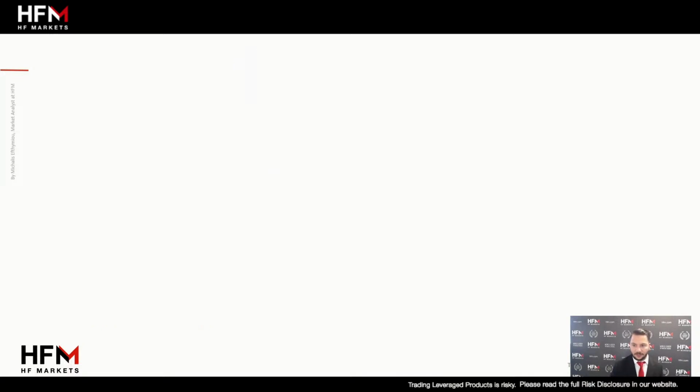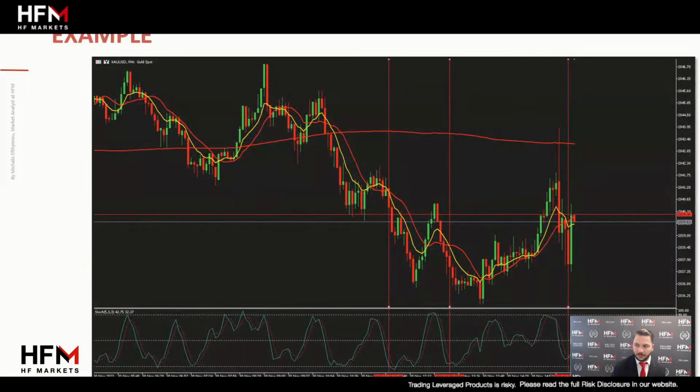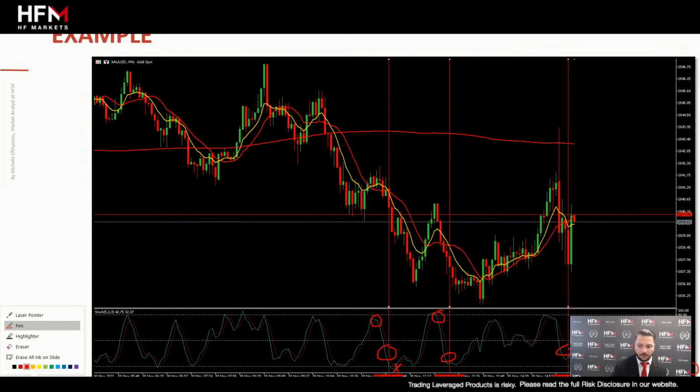Now, in terms of this, let's go back to this chart very quickly. In terms of exiting, for example, again, you can use scaling in and scaling out. So we had a crossover here, that's one trade. A second crossover, that's a second trade. A third crossover, that's a third trade. So you can scale in.